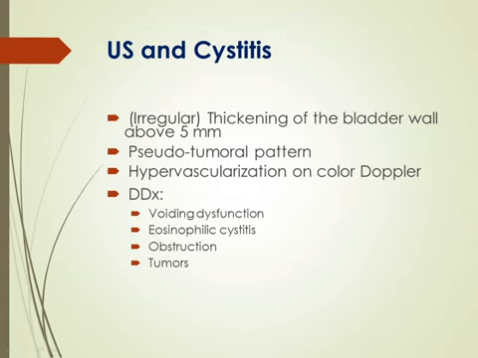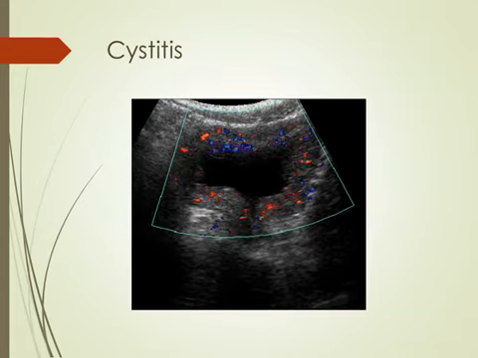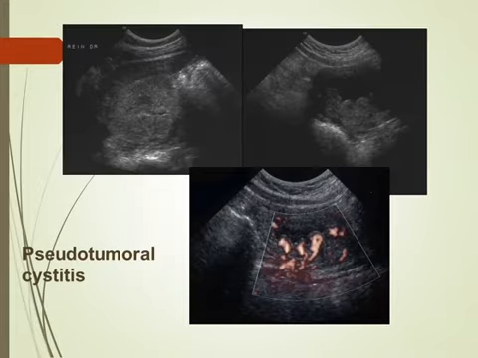The differential diagnosis of acute pyelonephritis is cystitis, so you should look for thickening of the bladder wall that can be hypervascularized in case of cystitis. It can be localized, as you have here, pseudotumoral cystitis associated with acute pyelonephritis.